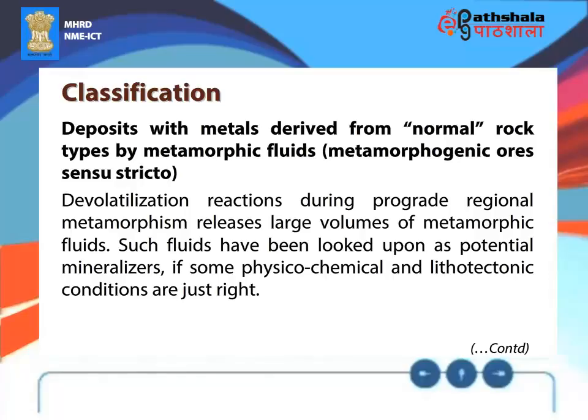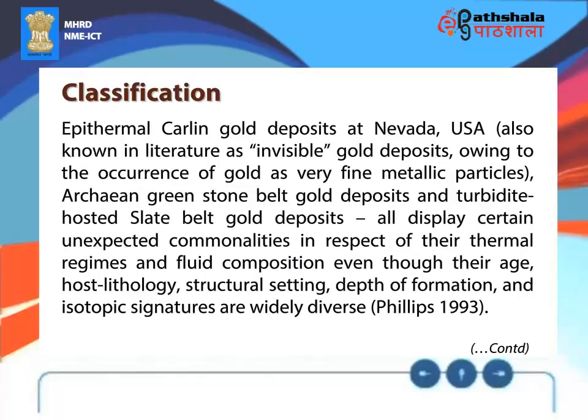Deposits with metals derived from normal rock types by metamorphic fluids, metamorphogenic ores sensu stricto: devolatilization reactions during prograde regional metamorphism release large volumes of metamorphic fluids. Such fluids have been looked upon as potential mineralizers if some physico-chemical and lithotectonic conditions are just right. Epithermal carlin-type gold deposits of Nevada, USA, also known in literature as invisible gold deposits, owing to the occurrence of gold as very fine metallic particles.